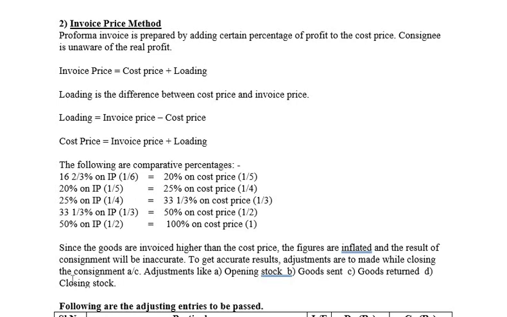adjustments are to be made while closing the consignment account. So to get the exact result, the consignor has to make some adjustments while closing the consignment account. Now what adjustments does he have to make? Adjustments like opening stock, goods sent account, then goods returned and closing stock. He has to make adjustments in terms of opening stock, in terms of goods sent, in terms of goods returned and closing stock.